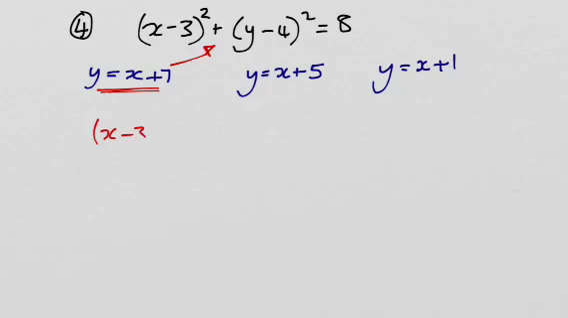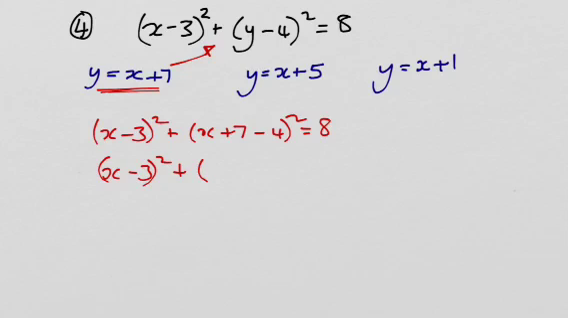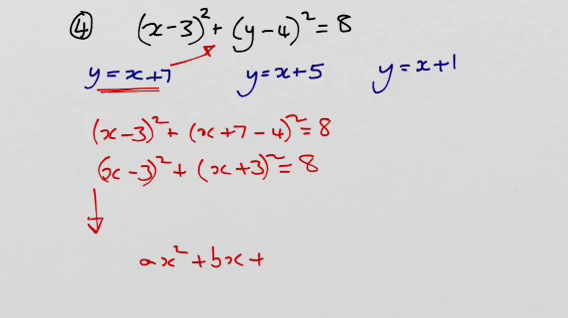So the x minus 3 is going to stay as it is, but instead of the y, I'm going to put x add 7. Everything else stays as it is. This gives me x minus 3 squared plus, tidying this little bracket up, x add 3 squared equals 8. Now if I remove all the brackets and tidy up, I'll get to a quadratic. Something x squared, something x, and something is equal to 0.